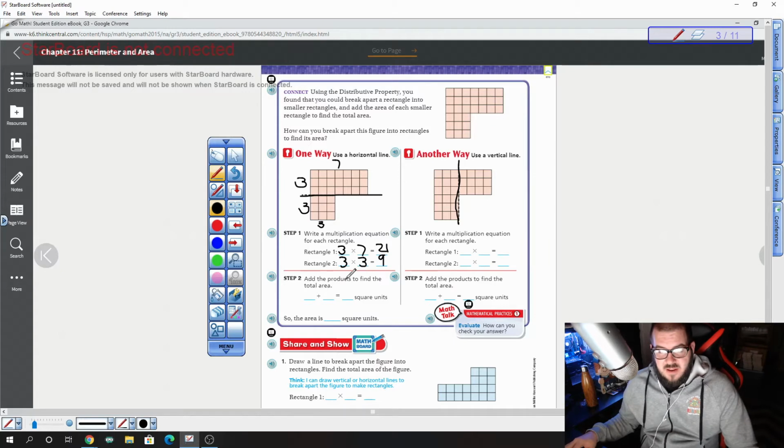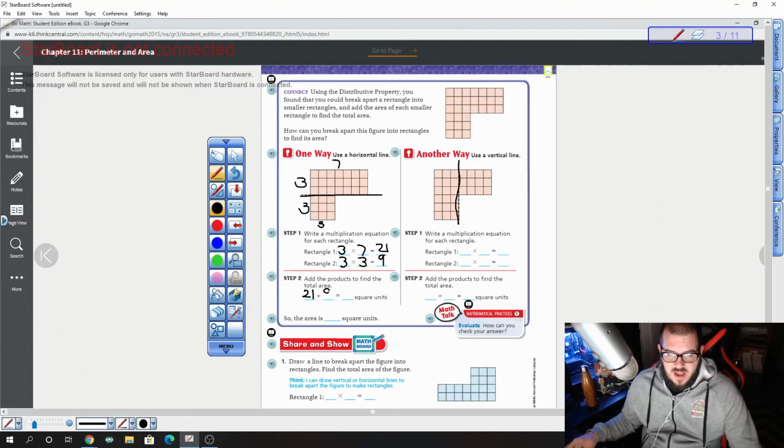Step 2 is to add those products to find the total area. So we're going to add 21 plus 9. When we add 21 plus 9, we are going to get an answer of 30. So the area of this shape right now is 30 square units.